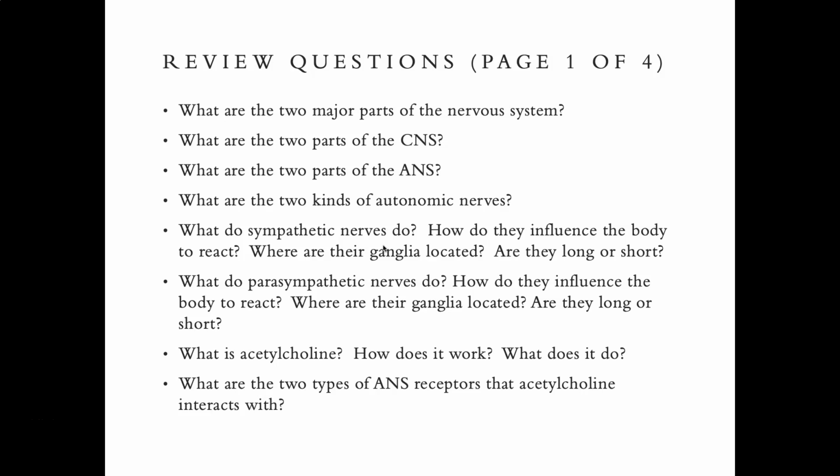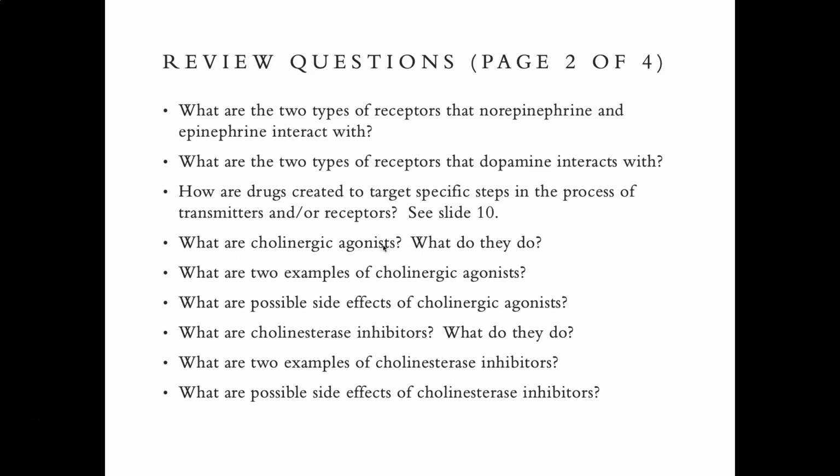What is acetylcholine? How does it work? What does it do? What are the two types of ANS receptors that acetylcholine interacts with? What are the two types of receptors that norepinephrine and epinephrine interact with? Hint, it's the same as dopamine. What are the two types of receptors that dopamine interacts with? How are drugs created to target specific steps in the process of transmitters or receptors?